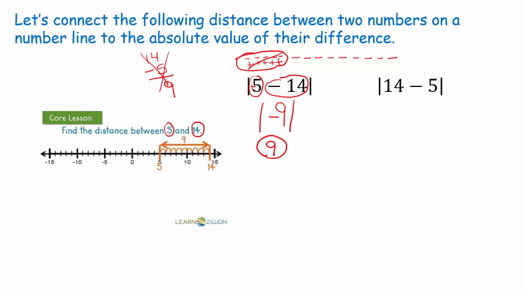You can put your endpoints in either order. I don't care if you put the 5 first and the 14 second, or the 14 first and the 5 second. If you take the absolute value of the difference between those two endpoints, you will get the distance on the number line. 14 minus 5, we've been doing that for years. 14 minus 5 is 9. Absolute value of 9, absolute value is just a distance. Absolute value of 9, that's 9 units between those two.